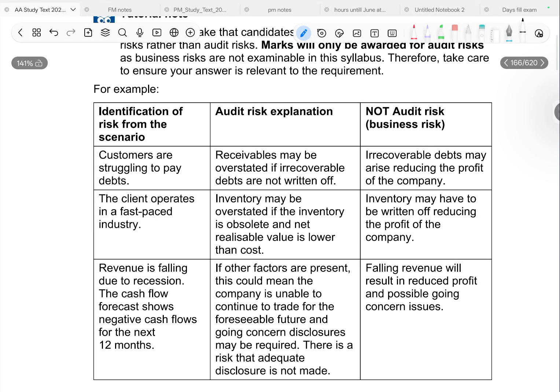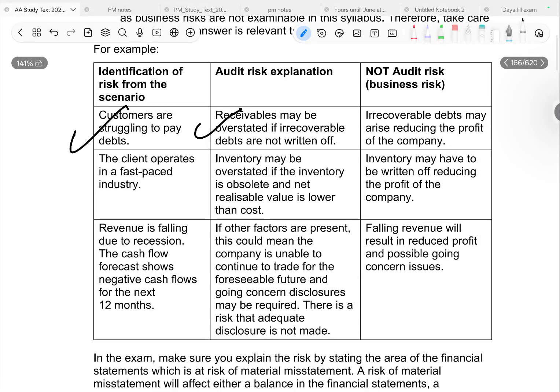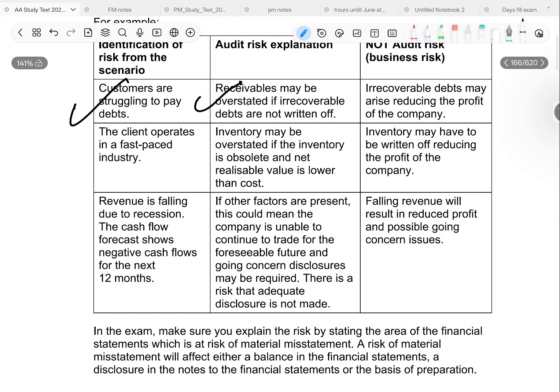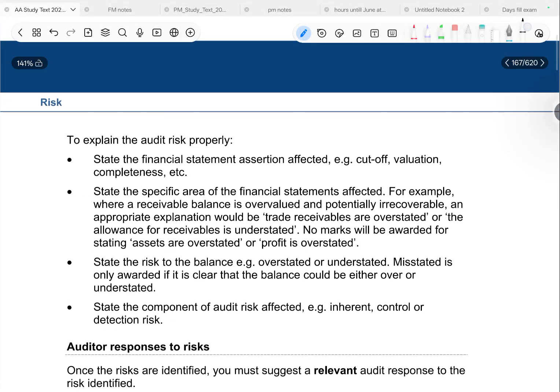For example, if customers are struggling to pay, the audit risk is that receivables may be overstated if irrecoverable debts are not written off. If the client operates in a fast paced industry, the audit risk is that inventory may be overstated if it becomes obsolete and is not valued correctly. If revenue is falling and cash flows are negative, there may be a going concern issue. The audit risk here is that adequate disclosures may not be made in the financial statements. In the exam, always clearly link the scenario to the financial area and explain how it could be misstated.